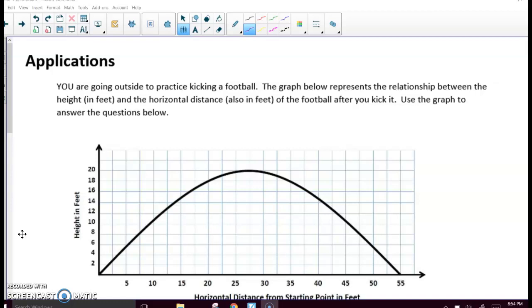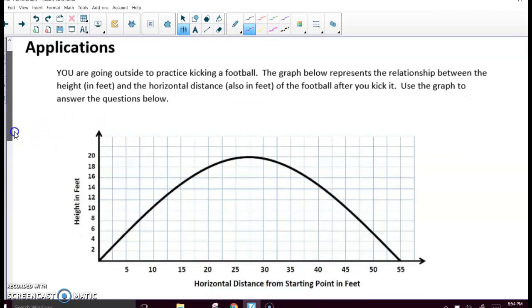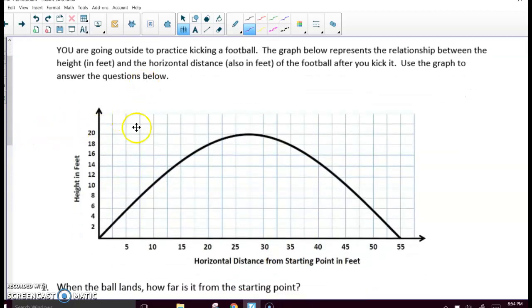So let's talk sports. You are going outside to practice kicking a football. The graph below represents the relationship between the height in feet and the horizontal distance, also in feet, of the football after you kick it. Use the graph to answer the questions below. So our starting point, which happens to be at (0, 0), is where the player is kicking the football. The path of the football mirrors that of a parabola.